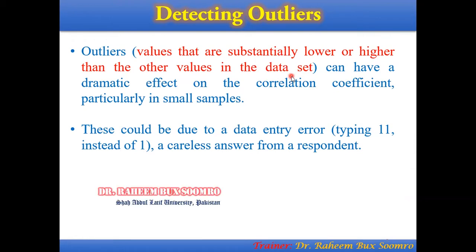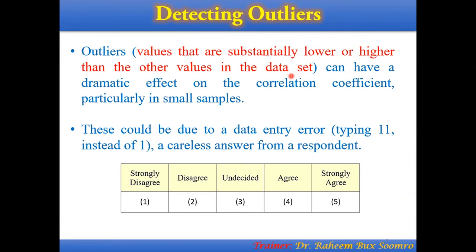Now, what are the values in your data set? Outliers are either much higher or much lower than the values in the data set. For example, here our Likert scale is from 1 to 5. If any point is out of this range, it is either a lower point or a higher point. These can be called outliers.